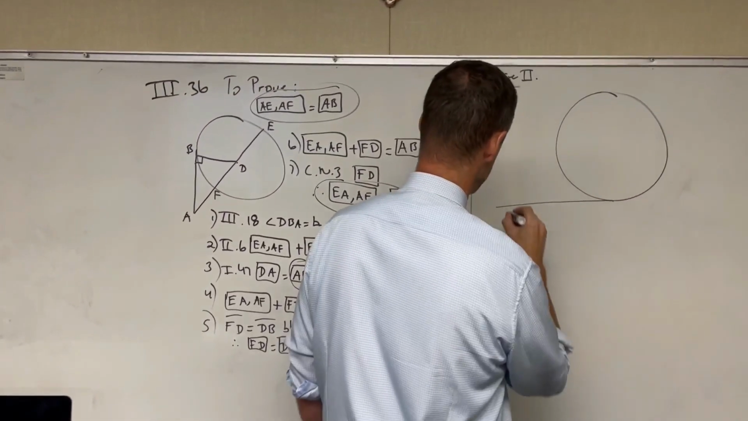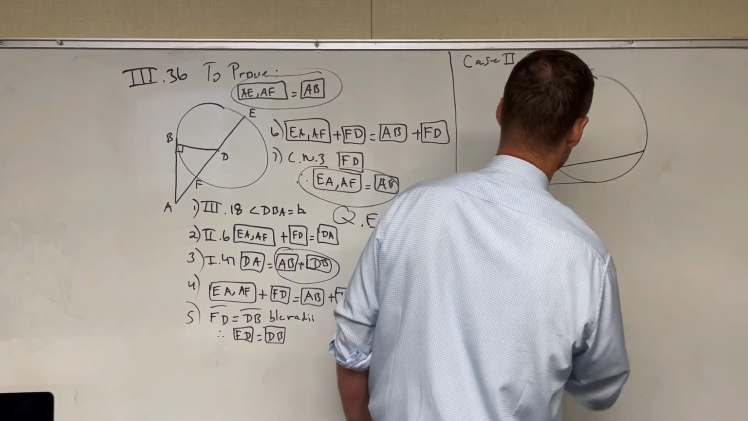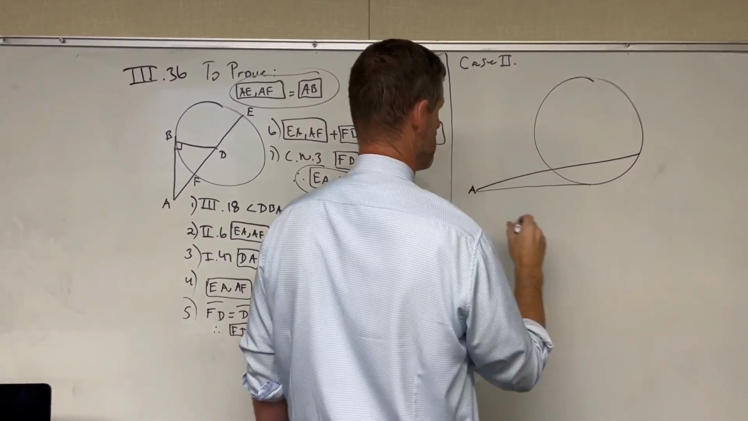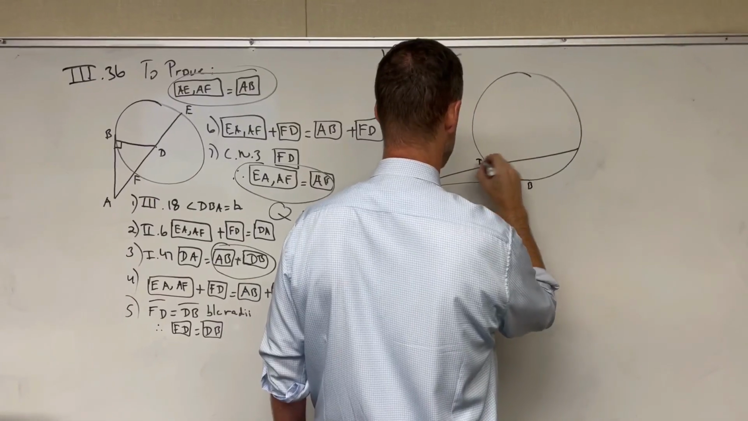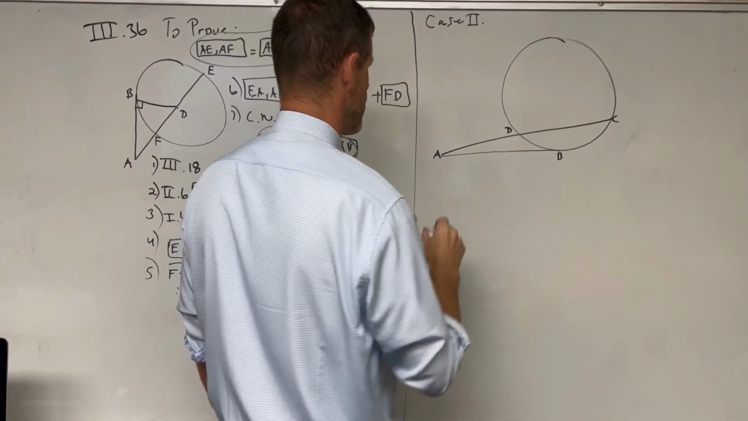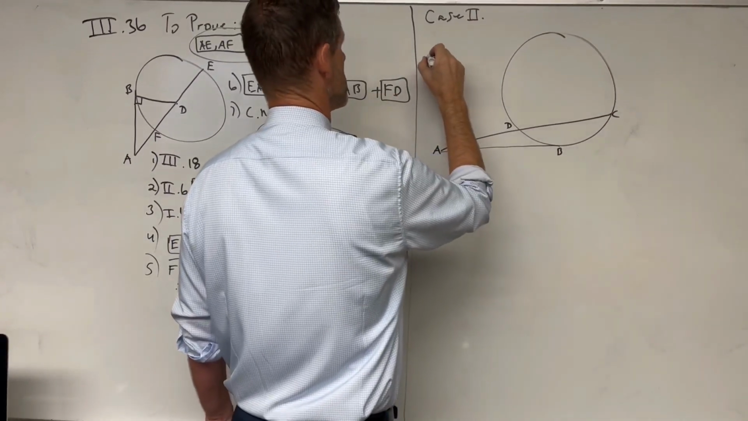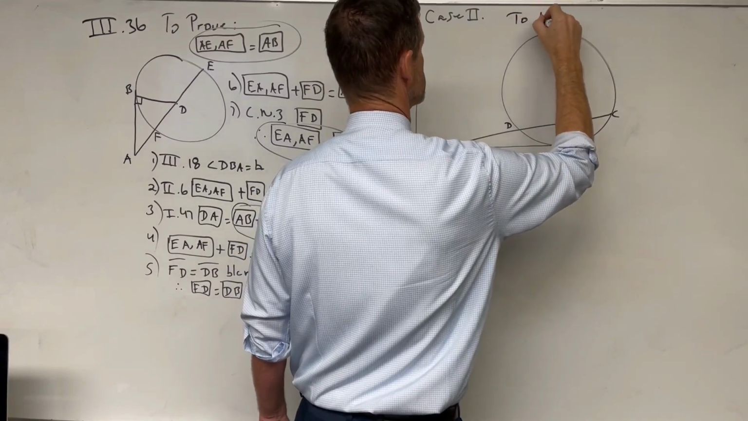We've got our tangent, and then we'll draw our line cutting the circle. Call this A, call the tangent point B, D, C. And first thing he does is we'll write a part to prove here eventually. To prove.